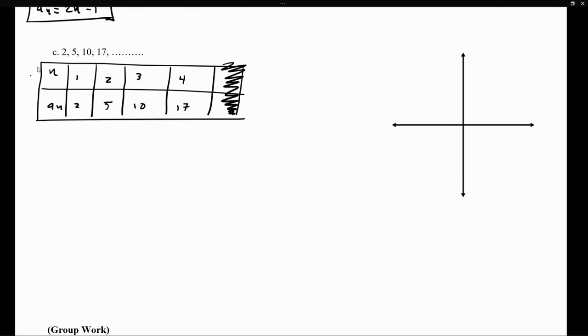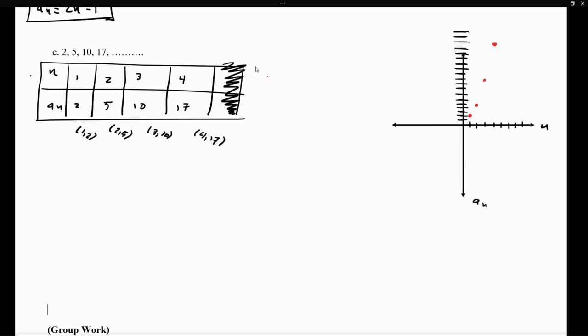Same idea, our x-axis is going to become our n-axis, and my y-axis is my a of n. And notice that here I want to plot the point (1, 2). This column refers to the point (2, 5). This column refers to the point (3, 10). This column refers to the point (4, 17). So therefore, let me just plot those values here. I'll be back in a second.